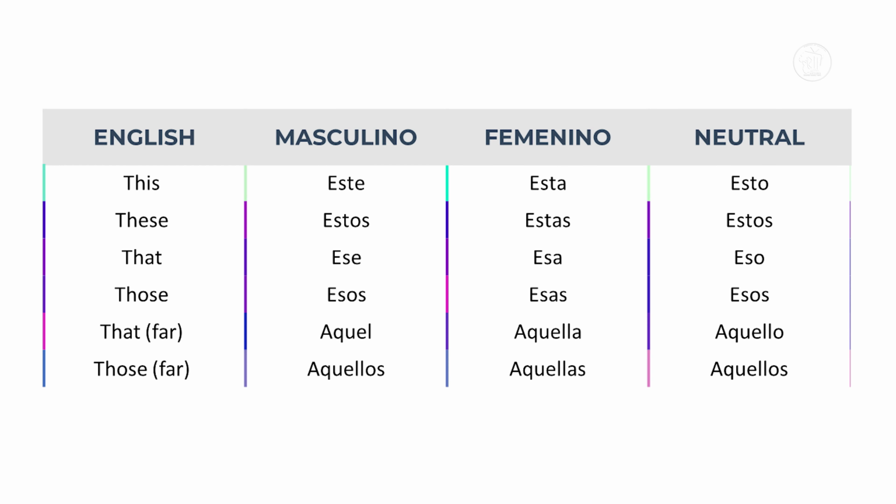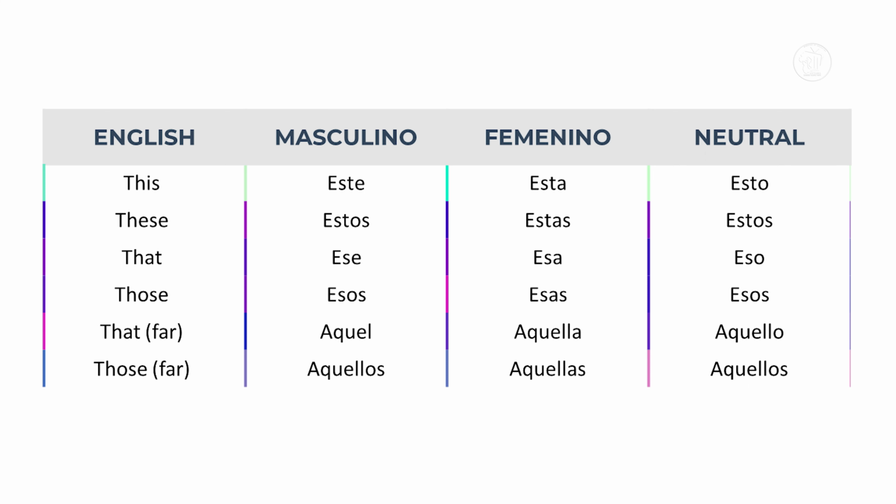To finish off this lesson, let's do a quick recap of the demonstrative adjectives that we've looked at today. So remember, in English, this could mean este if it's one male, esta if it's one female, or use esto for neutral. These, estos for male, estas for female, or the neutral word estos.